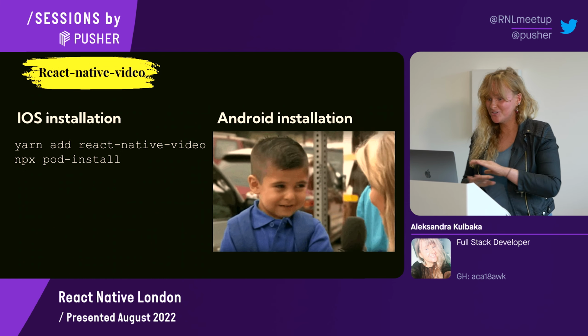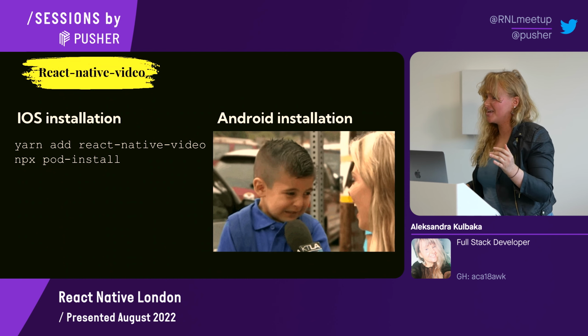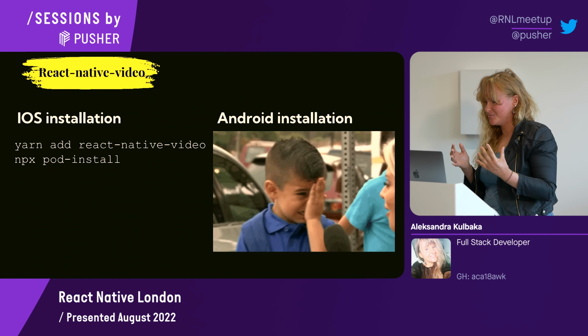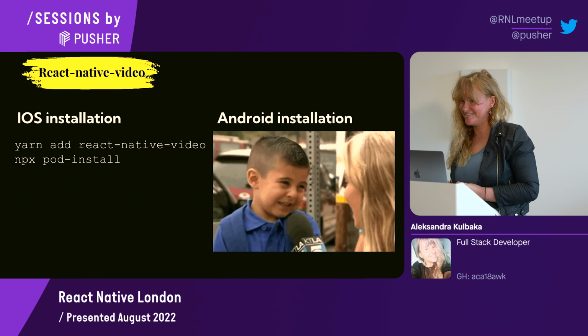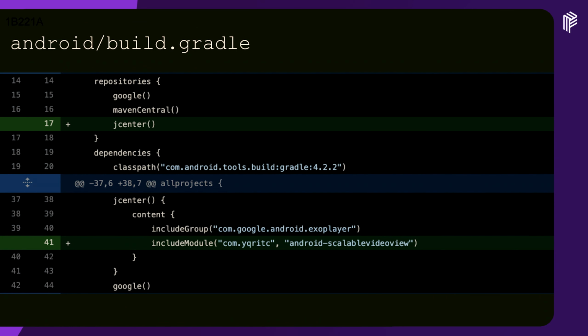Technically, it was supposed to be all automatic. So after I installed the library, it would be automatically linked to my project, but that did not happen. After installing the library, the app didn't even compile. The app immediately crashed when I tried to run it. Luckily for me, it turned out it was an easy fix. So basically, React Native Video versions 65 and above don't support JCenter anymore, but React Native Video still requires that as a dependency. So I had to add that in manually inside the Android build.gradle.